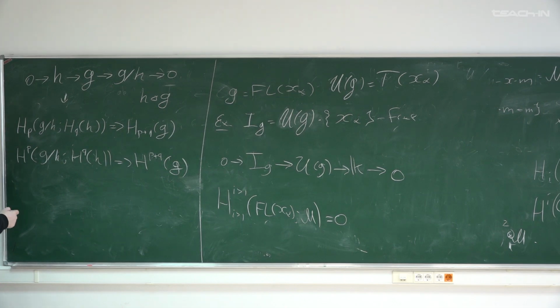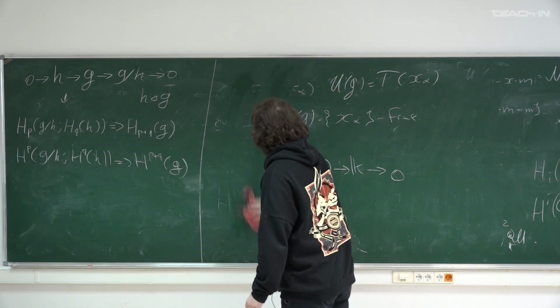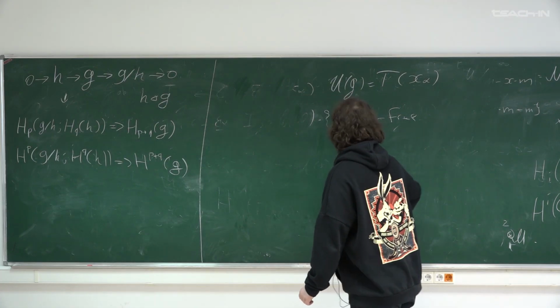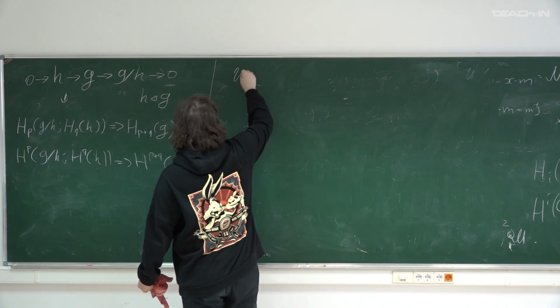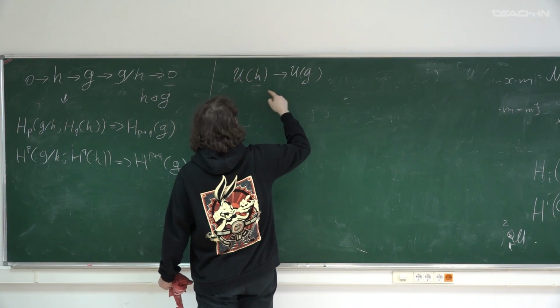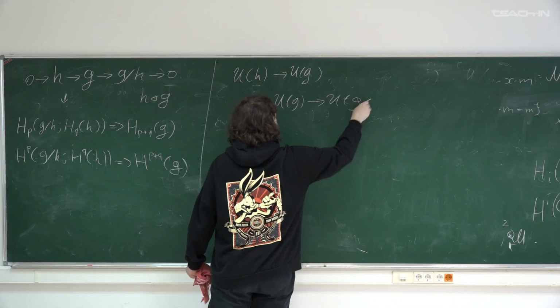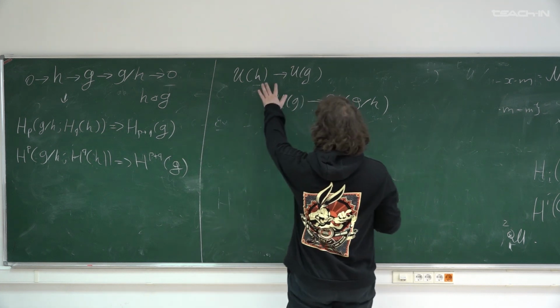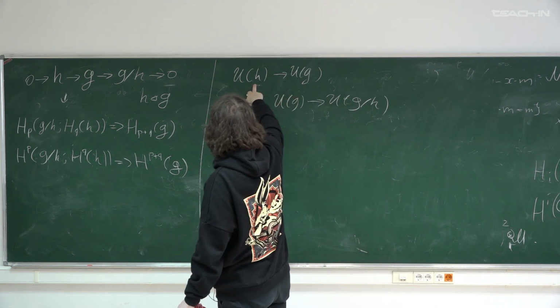These are Lyndon-Hochschild-Serre spectral sequences. The proof is the same as for groups. It's just a consequence of base change spectral sequences, because again we have two base changes for universal enveloping algebras: this base change and this base change. And for this base change, for example, if we consider this algebra as a module over this algebra, it's free.